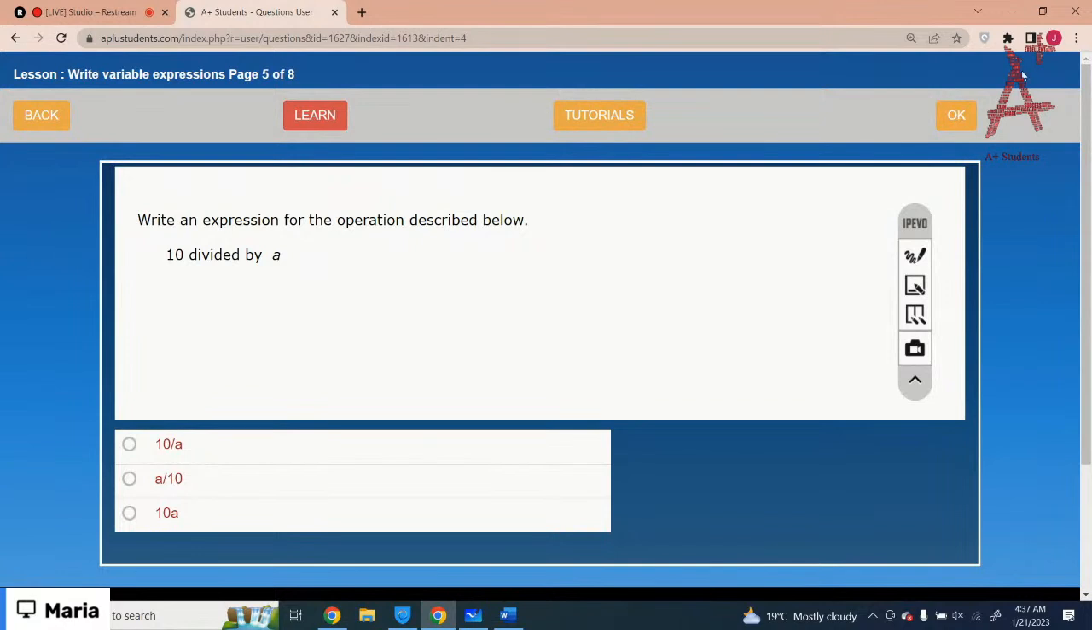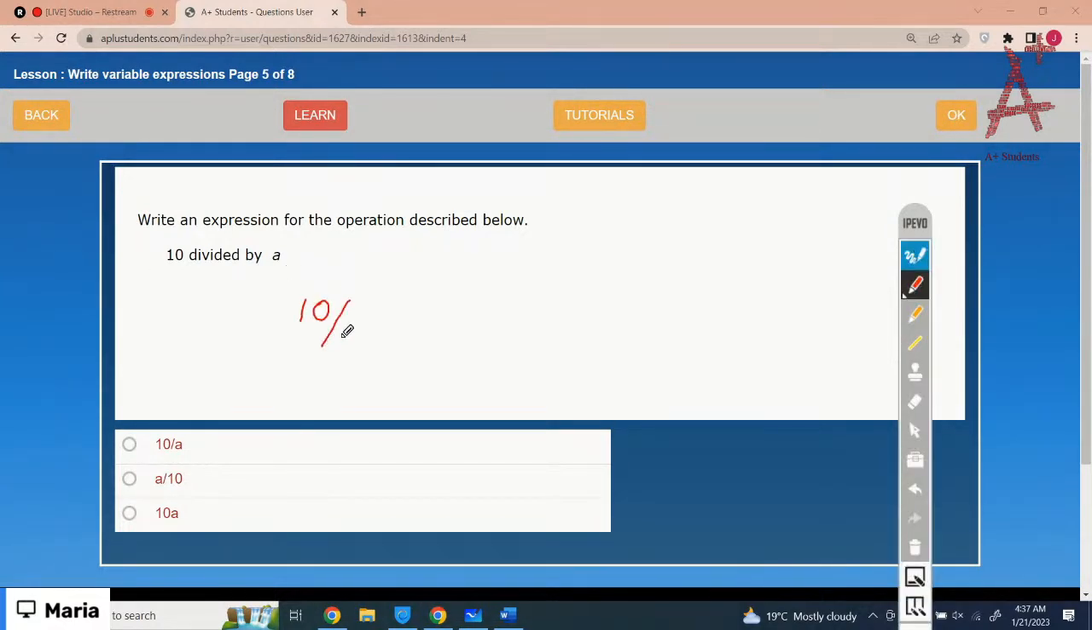Write an expression for the operation described below. 10 divided by a. So you can write it as 10 over a. Got it? So option number 1 is the correct option. That would be 10 divided by a.